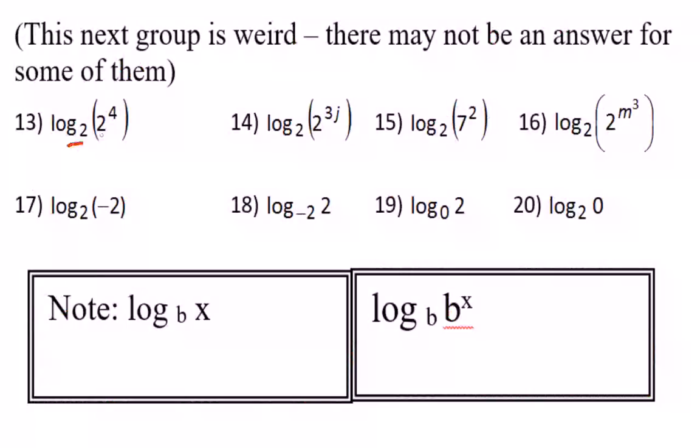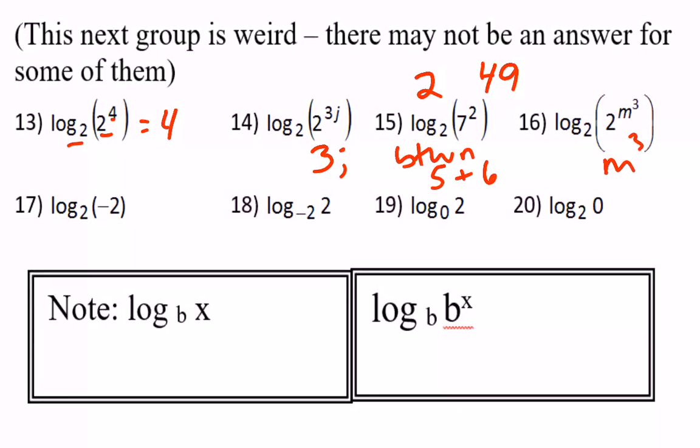Okay, now we got some weird ones. So log base 2 of 2 to the 4th is going to be 4. Log base 2 of 2 to the 3j is 3j. What power of 2 gives you 7 squared? That's not going to give me a specific answer. We could get kind of close to it. So that's saying 49 is going to be 7 squared, so it'll be somewhere between 5 and 6. Log base 2 of 2 to the m cubed is going to be just m cubed.